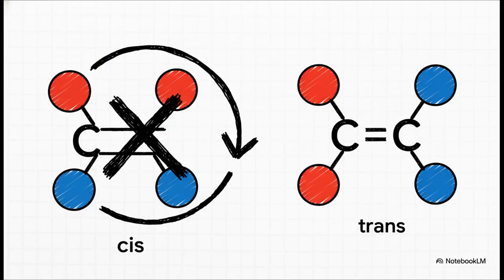One cool type of stereoisomer is called a cis-trans isomer. The key here is a carbon-carbon double bond. A single bond can rotate freely, like an axle. But a double bond is rigid, like a plank of wood. It can't rotate. Because it's rigid, the groups attached to it are locked in place, either on the same side, which we call cis, or on opposite sides, which we call trans. Same parts, two totally different shapes.